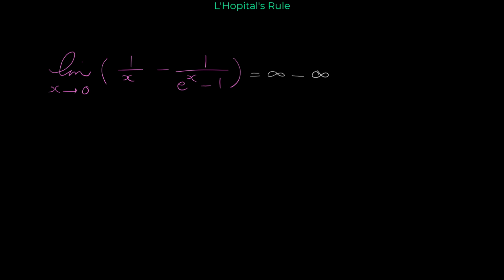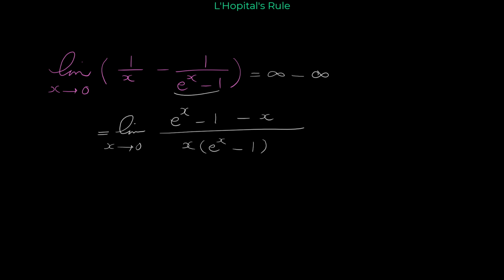For finding this type of limits, first we usually find a common denominator if they are in fraction form, which here we have two fractions. So first we have to do a common denominator between these two fractions. The common denominator is x times e to the x minus 1, and the numerator would be e to the x minus 1 minus x. This goes here, and this goes here, and also consider this negative in the middle.